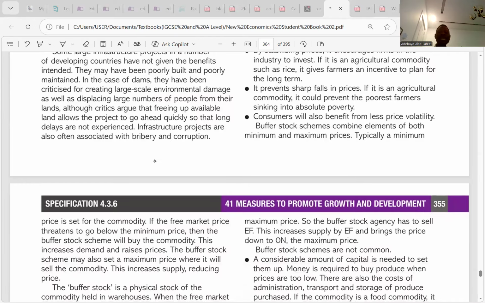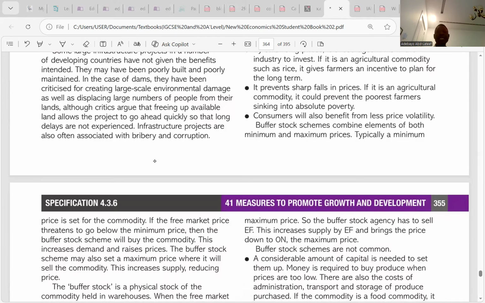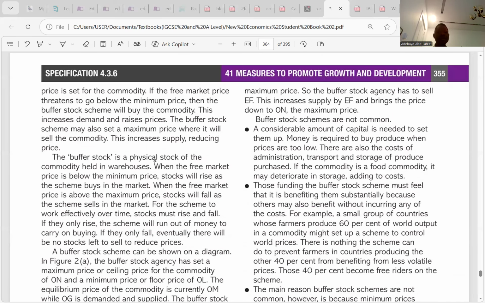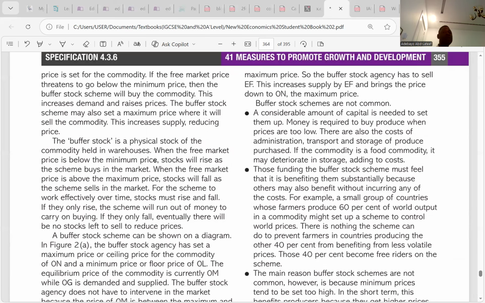Buffer stock schemes combine elements of both minimum and maximum prices. Typically, a price is set for the commodity. If the free market price threatens to go below the minimum price, then the buffer stock scheme will buy the commodity. This increases demand and raises price. The buffer stock scheme may also set a maximum price where it will sell the commodity. This increases supply, reducing price.